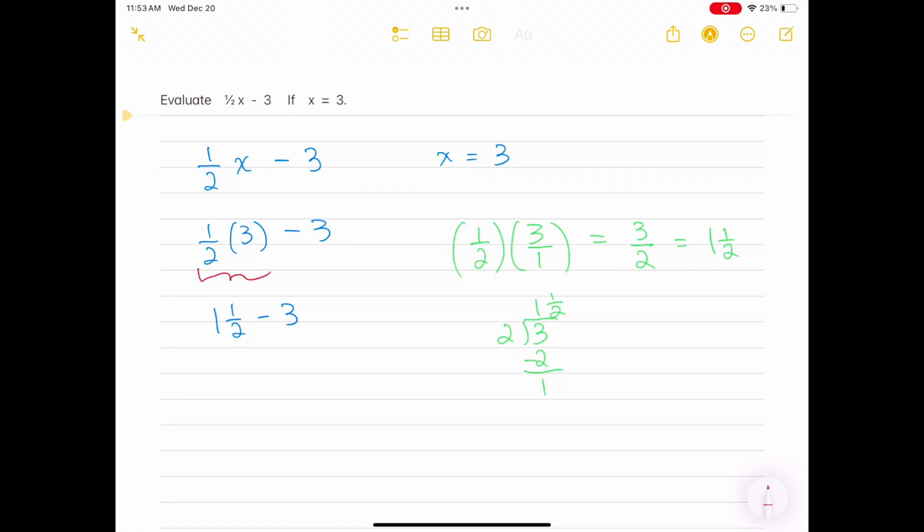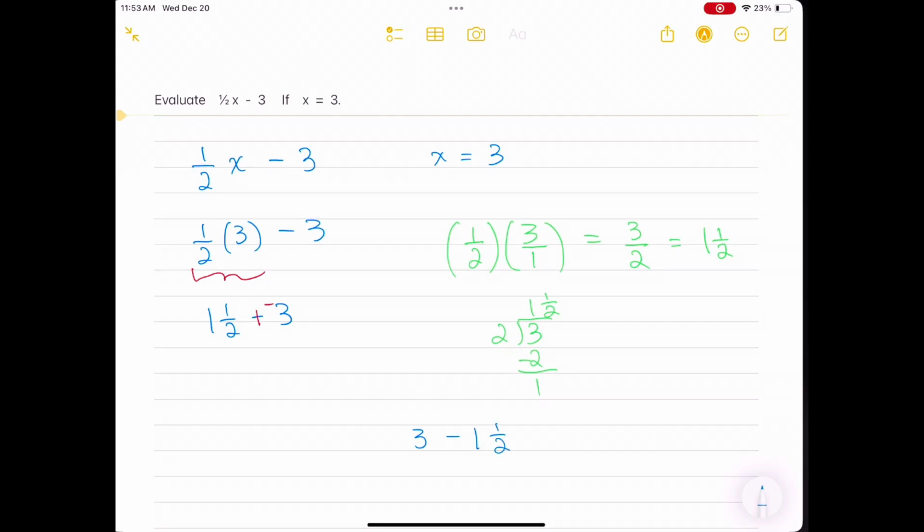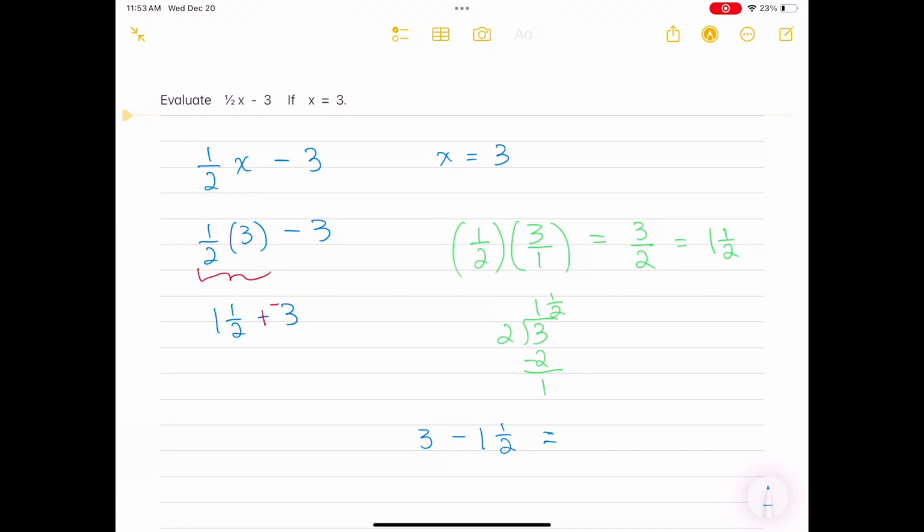So now we have 1 and 1/2 minus 3. When we subtract a real number, we add its opposite. So now we have 1 and 1/2 plus negative 3. When we add real numbers in which the signs are different, we treat it as a subtraction problem and take the sign of the number with the larger absolute value, which in this case would be negative, because 3 is larger than 1 and 1/2, and 3 is a negative number. So the answer will be a negative number after we do the subtraction, 3 minus 1 and 1/2.